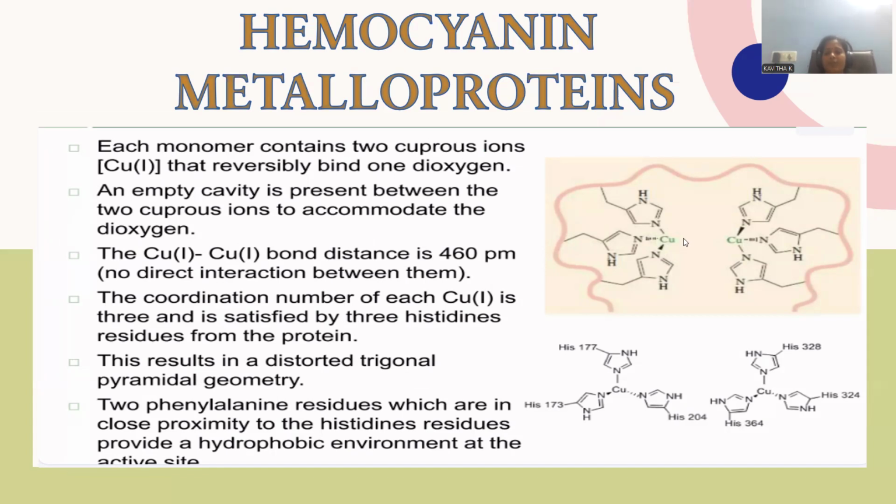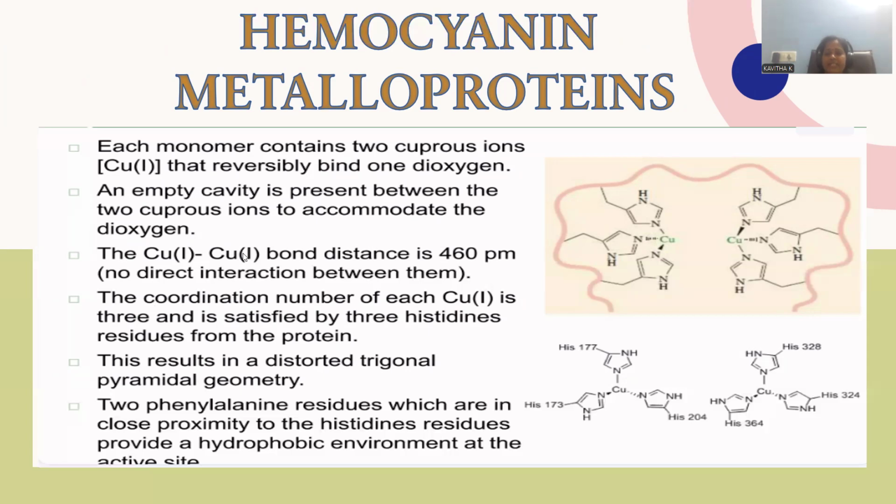Cuprous stands for the copper plus one oxidation state, existing in monomeric form, and it has a strong tendency to bind with dioxygen. An empty cavity is present between them. So there is a cavity between these units, which is sufficient for the incorporation of oxygen, so that insertion of oxygen takes place in between these two copper units, and bridging of oxygen is possible because of this cavity.